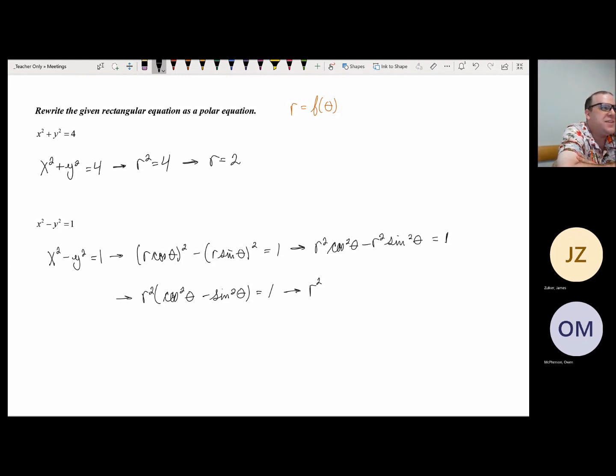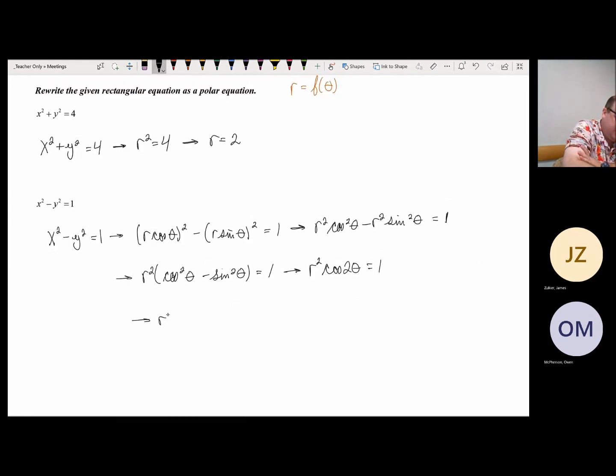Cosine of 2 theta. It's the double angle identity for cosine, which of course is also equal to 1 minus 2 sine squared or 2 cosine squared minus 1. Right, they're all double angle identities for cosine. Which would make r squared equal to the secant of 2 theta.